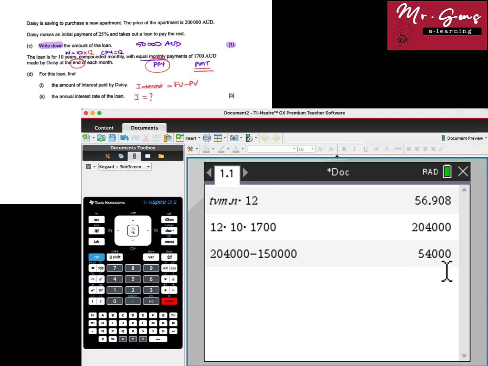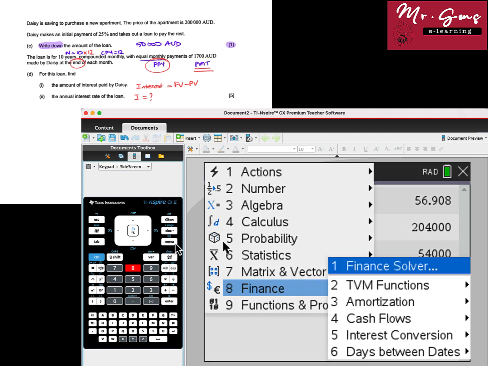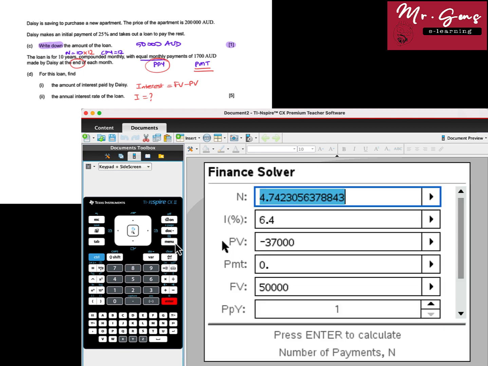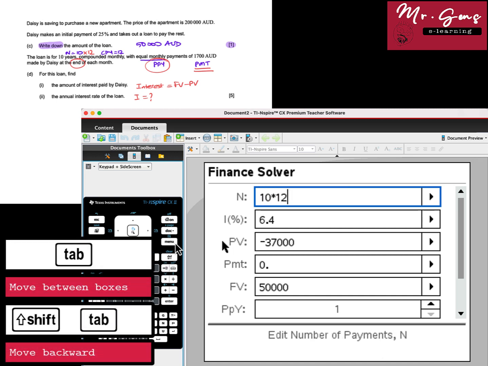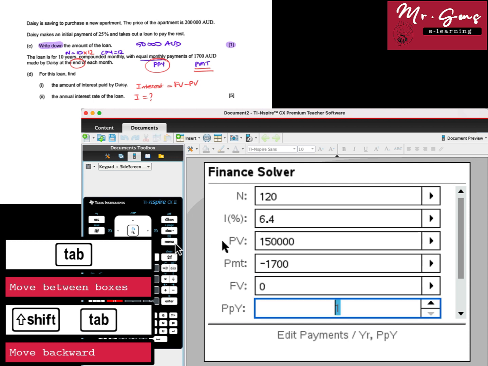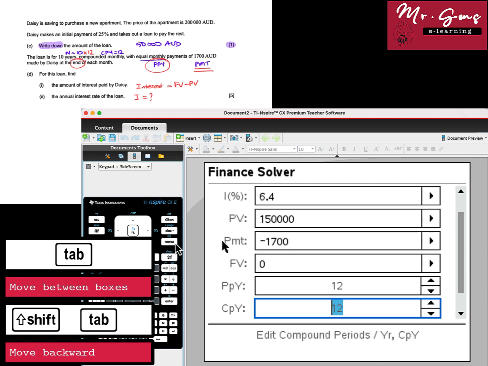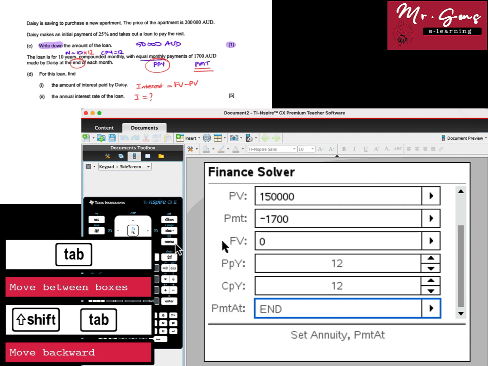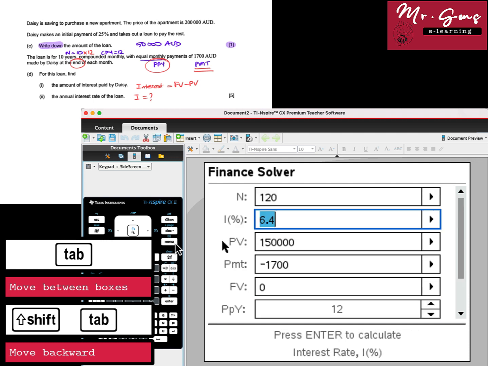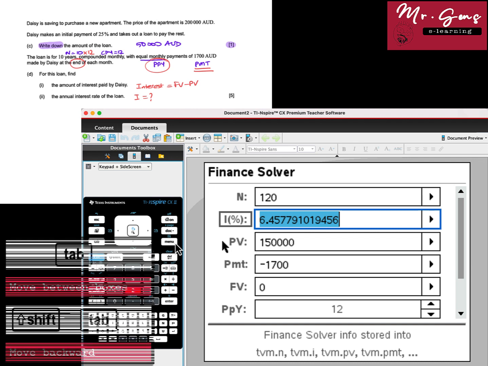For the second section, we will go to the Finance app again. N is the number of payments, so it's supposed to be 10 times 12. We will find the interest rate later. The present value, the money that we borrowed, is 150,000. We are paying money to the bank, so the payment will be minus. Future value will be 0. Payments per year is 12 and the compounding period is also 12. Highlight I and press enter, and you will find the corresponding annual interest rate.